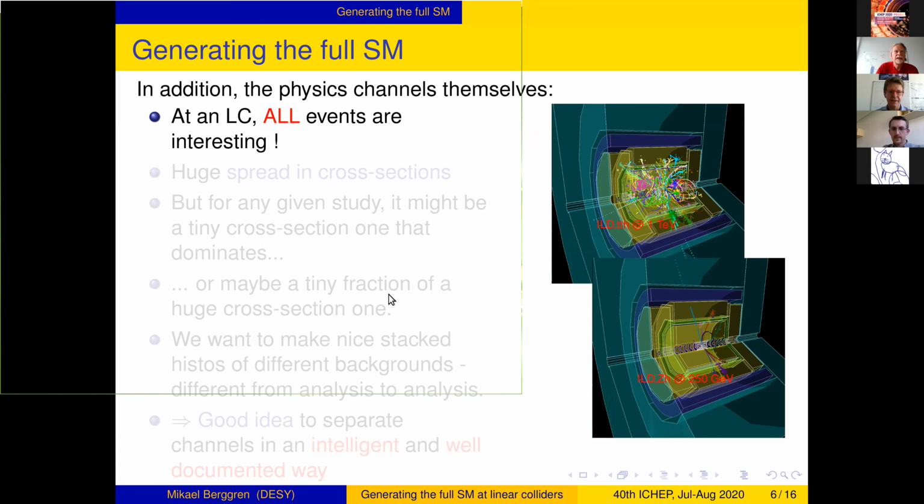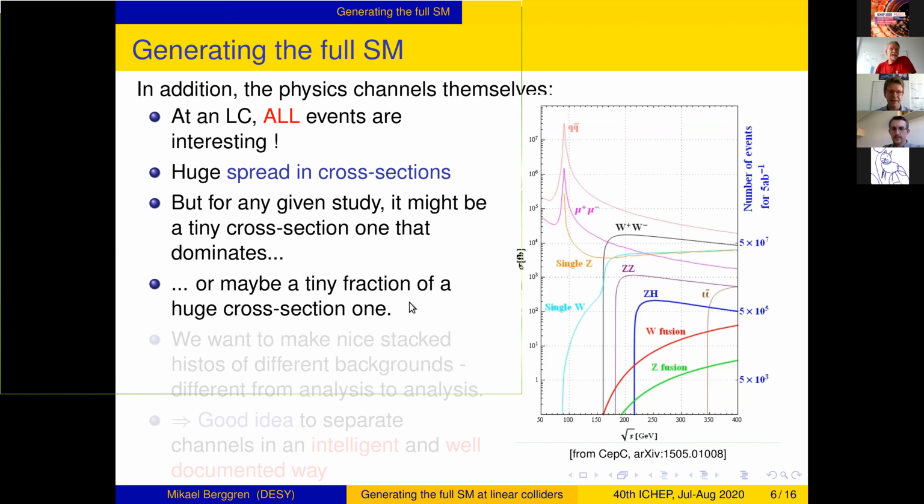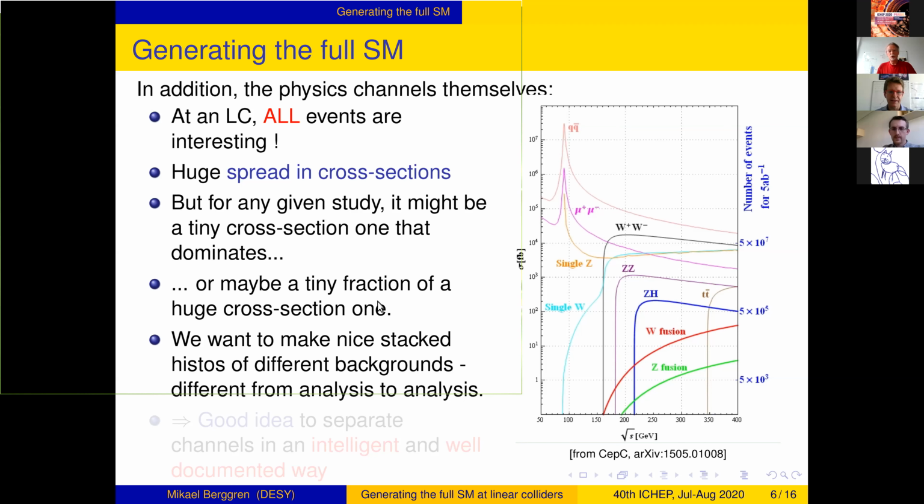And we have a huge spread of cross sections, but for one analysis, it might be that the main background is from a tiny cross-section one, or in another, it might be that it's a tiny fraction of the huge cross-section process. And in addition, we want to group background sources in an intelligent way, and that's surely different for different analyses. So in essence, it's a good idea to separate channels in an intelligent and well-documented way.